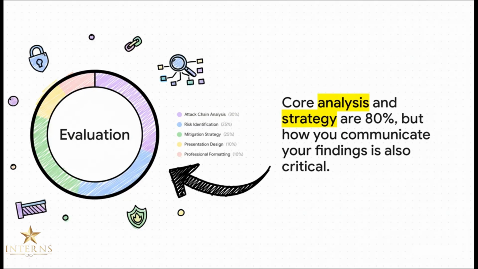This chart gives you a pretty good idea of how your work would be judged in a real job. Notice that the core analysis and your strategy make up a whopping 80% of the score. The technical work is, without a doubt, the most important thing. But that final 20% for presentation and formatting shows that how you communicate your findings is also critically important.